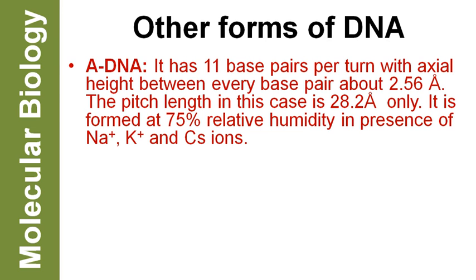The first type, A-DNA, has 11 base pairs per turn with axial height 2.56 angstrom. In place of 3.4, it is 2.56 angstrom only. The pitch length is 28.2 angstrom. That is, if you multiply 2.56 with 11, the pitch length is 28.2 angstrom. It is formed at 75% relative humidity in presence of sodium, potassium and cesium ions.